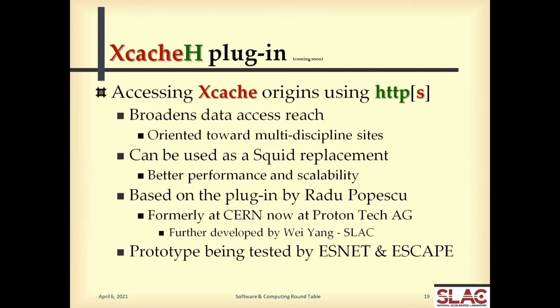The other one we have, which is coming soon, is the Xcache HTTP plugin, which uses Xcache, but where the origin is using the HTTP or HTTPS protocol. So this broadens the data access reach. It's oriented toward multidiscipline sites, not necessarily HEP sites, but interestingly, it can be used as a SQUID replacement for better performance and scalability. That was based on a plugin way back by Radu Popescu from CERN, and was further developed by Wei Yang at SLAC. Right now, that prototype is being tested at ESnet and the ESCAPE project.